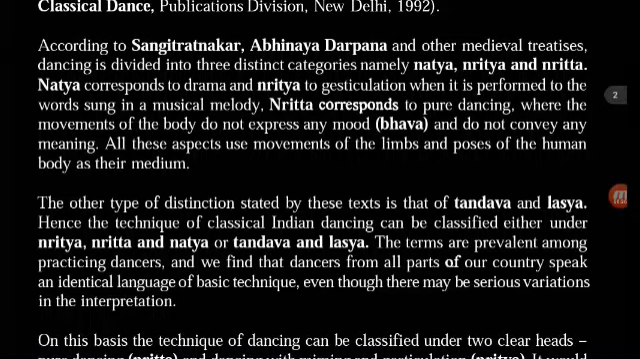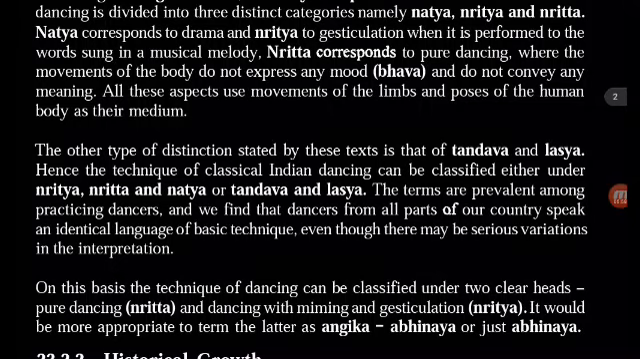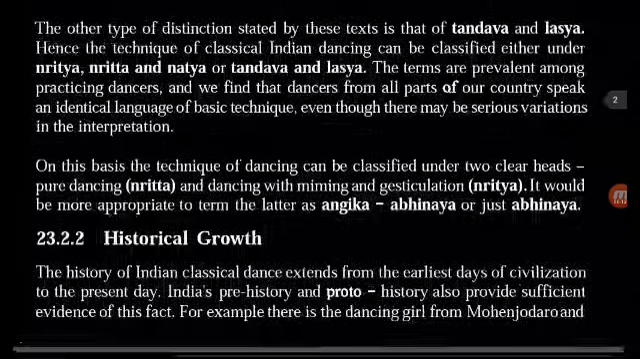According to the Sangeet Tankar, Abhinay Darpan, and other medieval treatises, dancing is divided into three distinct categories, namely Natya, Nritya and Nrita. Natya corresponds to drama and Nritya to gesticulation when it is performed to the words sung in a musical melody. Nrita corresponds to pure dancing, where the movements of the body do not express any mood, bhav, and do not convey any meaning. All these aspects use movements of the limbs and poses of the human body as their medium.